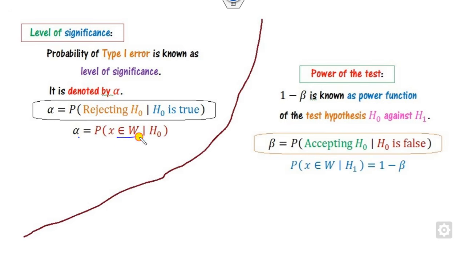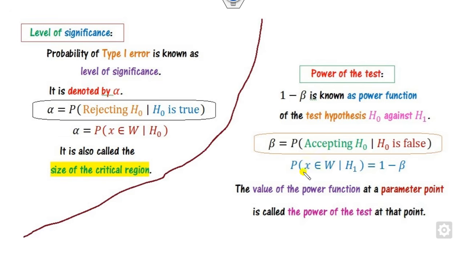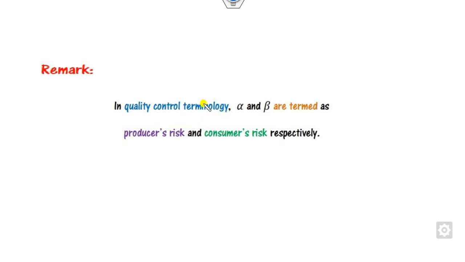All of you know that alpha I have defined this way. It is also called the size of the critical region, and in the power of the test, the value of the power function at a particular point, means for a particular value of x, is called the power of the test. How can we solve this one? We will see a couple of examples, but if you are working on quality control, then type 1 and type 2 errors are called the producer's risk or the consumer's risk.